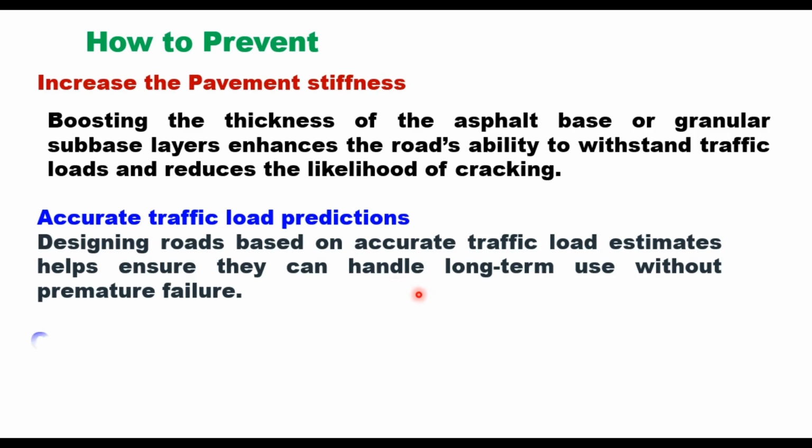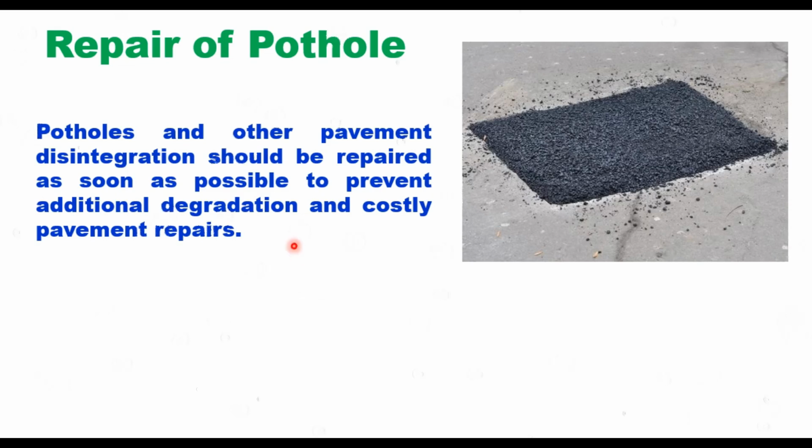And the third is optimize pavement design. Instead of simply adding more material, design engineers can use a mechanically stabilized layer to strengthen the road while minimizing cost and environmental impact. By implementing these strategies, we can build more resilient roads while reducing the need for constant pothole repairs. Once the pothole has appeared on the road, then next step is to repair the pothole.